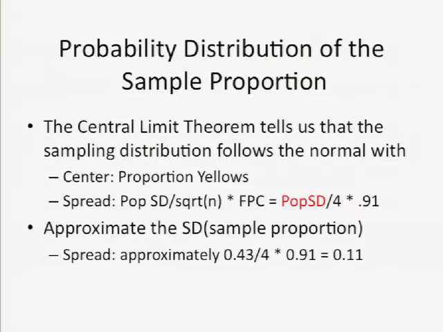And what I want to do is we know, as we just said, that the central limit theorem tells us that the sampling distribution follows a normal, with the center being the proportion of yellows in the population, and the spread is the population SD divided by the square root of 16 times the finite population correction factor, which is 0.91 in this case. So the approximate SD of my sample proportion, my sample average, is when I plug in the sample SD for the population SD, and I get 0.11.